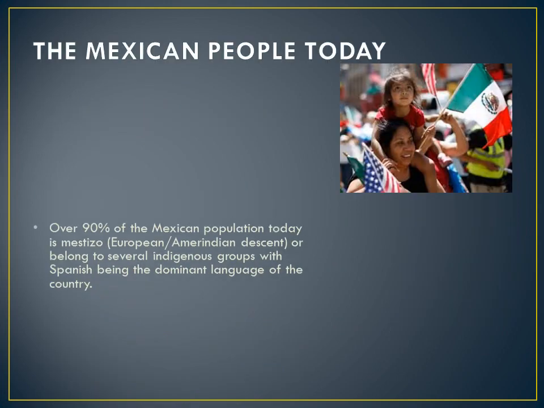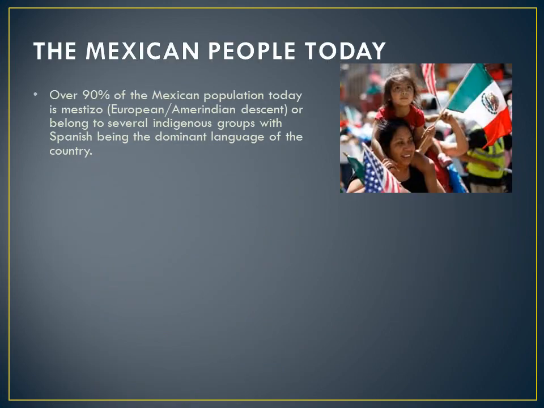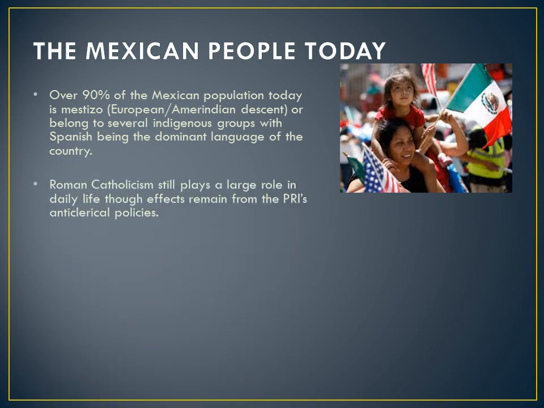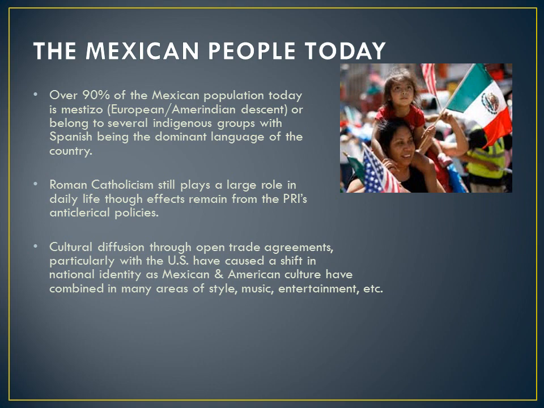Taking a look at the people of Mexico today, over 90% of the Mexican population is considered mestizo, meaning they have European and Amerindian descent, or they belong to one of several indigenous groups. The dominant language is, of course, Spanish. Roman Catholicism does play a large role today, even in spite of anti-clerical policies that were put in place by the PRI for several decades.